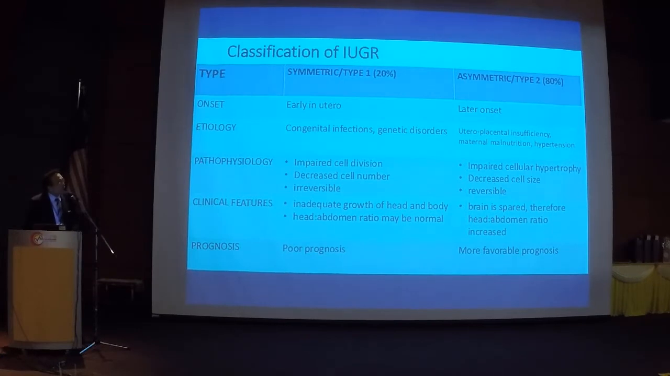Again, just going through this classification again: symmetrical, asymmetrical. Symmetrical happens during the early part of pregnancy. It is mainly because of congenital infections and genetic disorders. You have a condition, for instance, the baby has a trisomy. You realize from the beginning itself the baby doesn't grow very well.